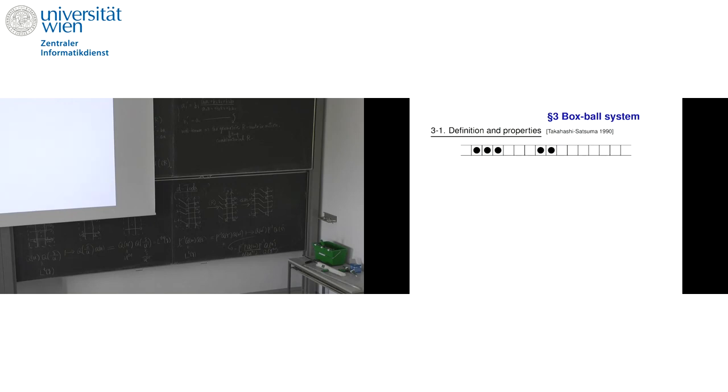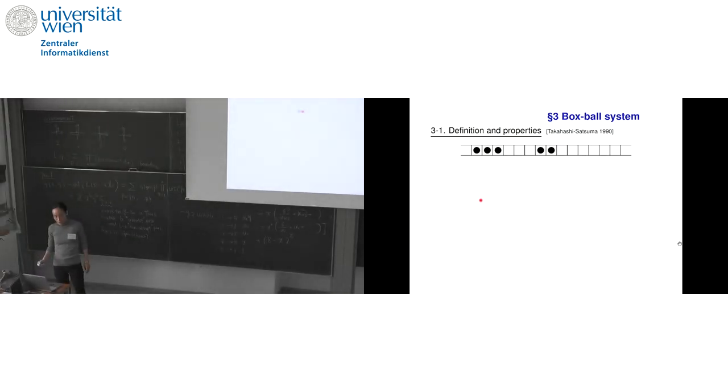So I finished preparing all the tools I will need to explain the box-ball system. So the third part starts. And the box-ball system is a totally different story at first. This is a cellular automaton as follows. So let's consider an array of boxes. Each of them can contain only one ball at most. And we assign a finite number of balls inside the boxes like this. And the evolution rule is as follows.